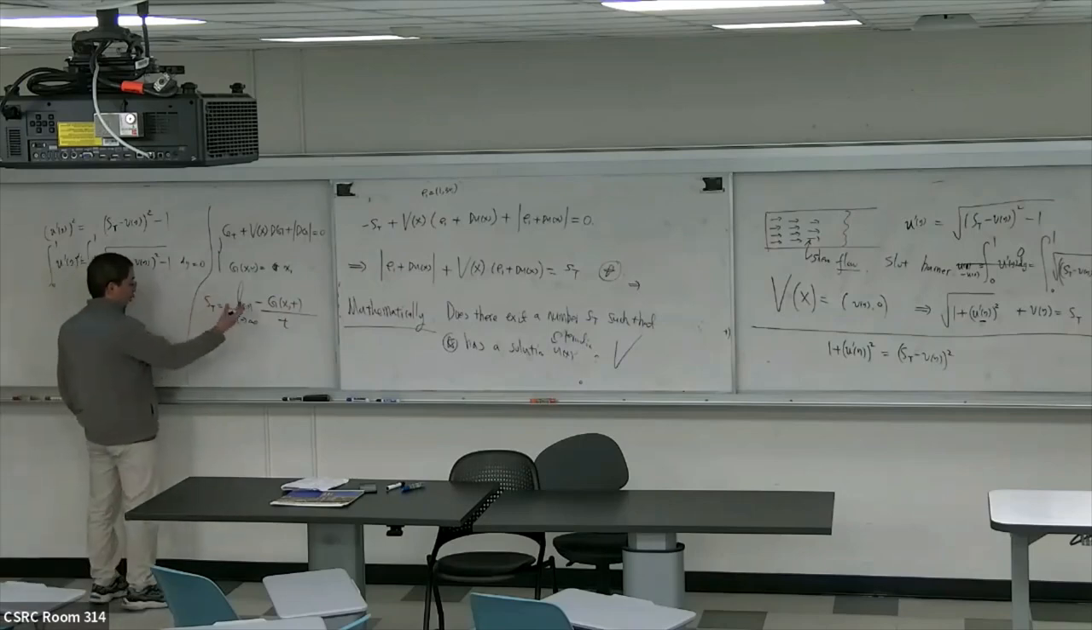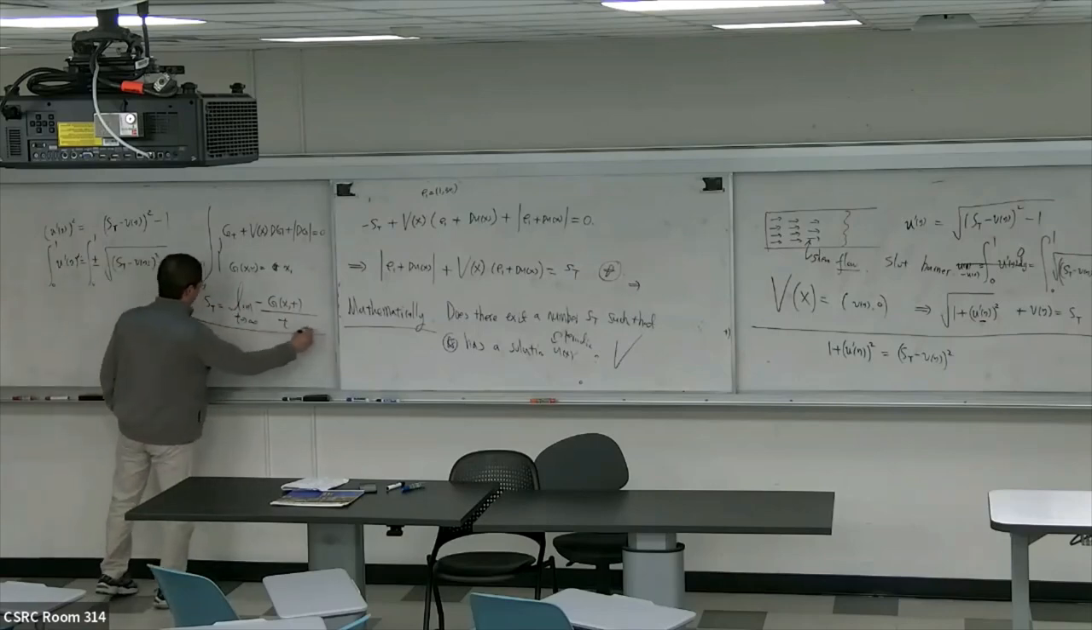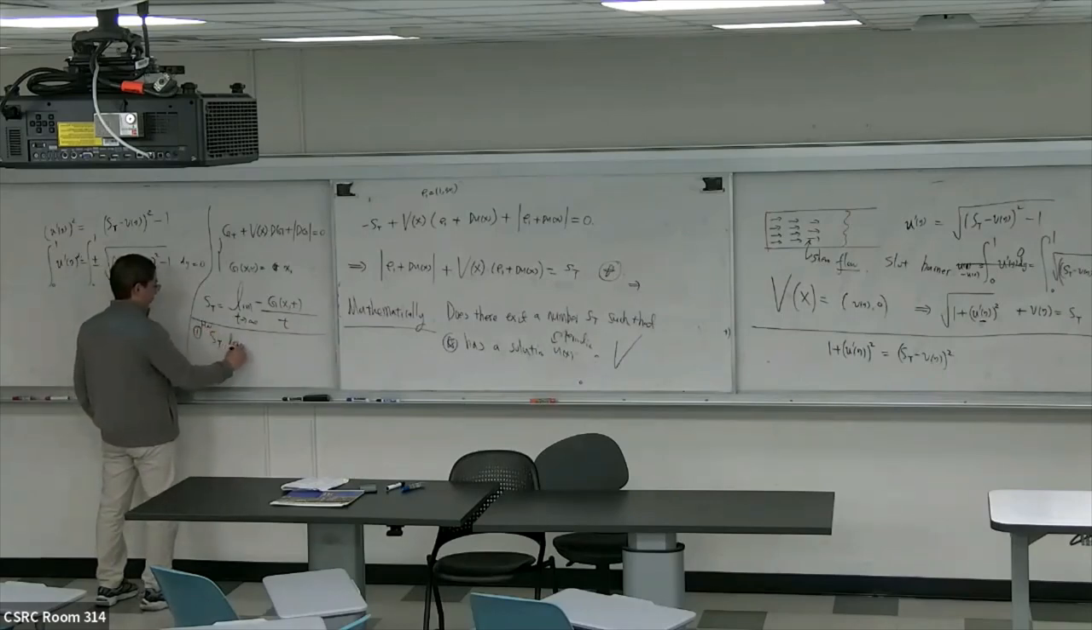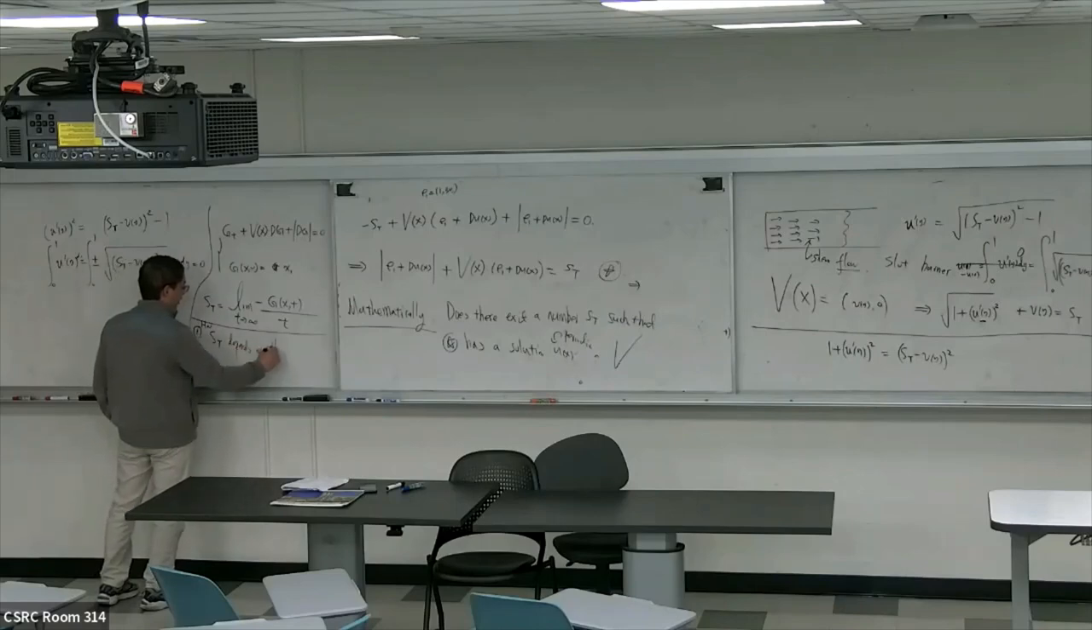Now, when we calculate these kinds of things, we already know the existence. So one thing people want to understand is how this s_t depends on the flow intensity.